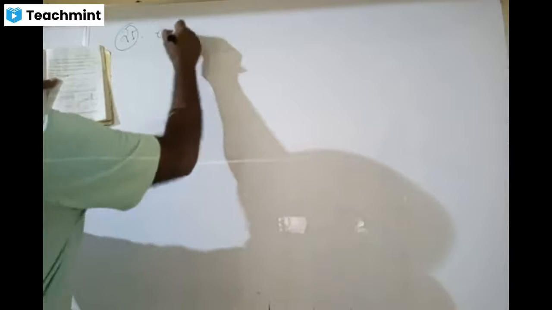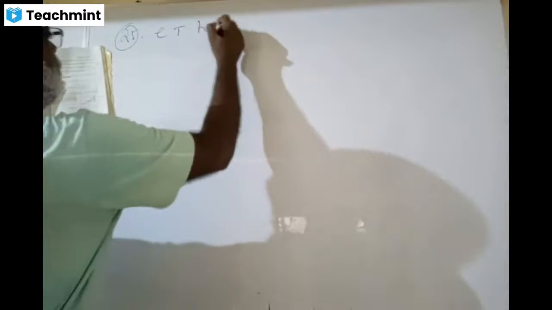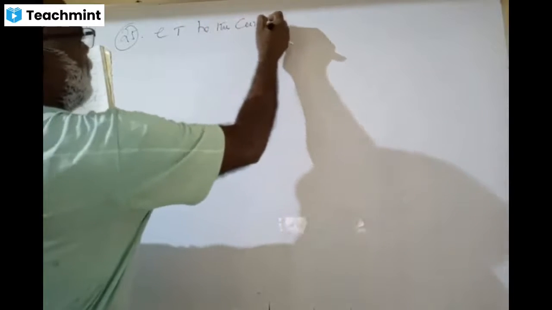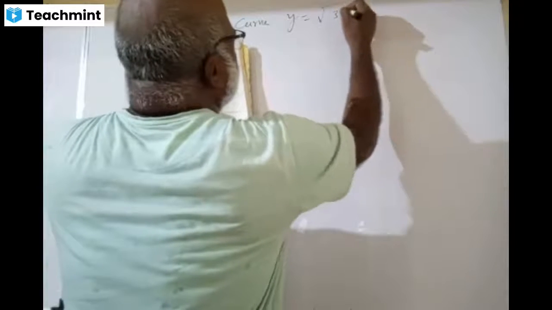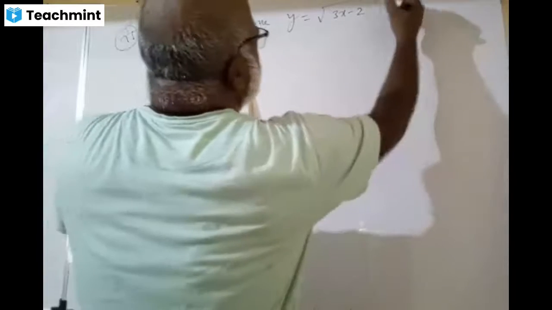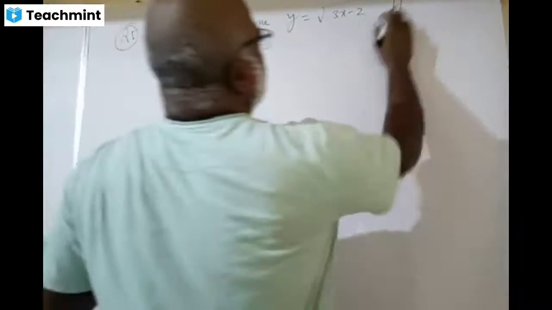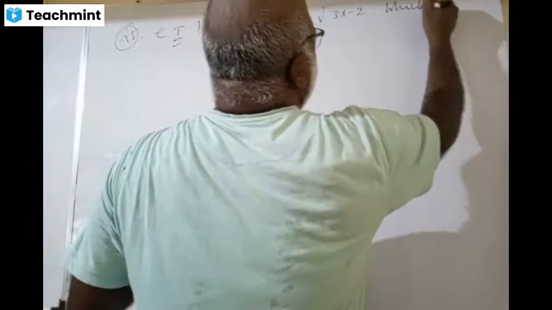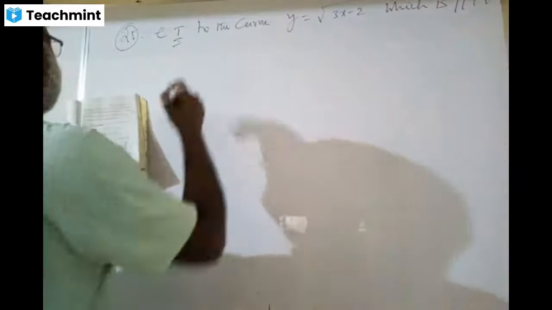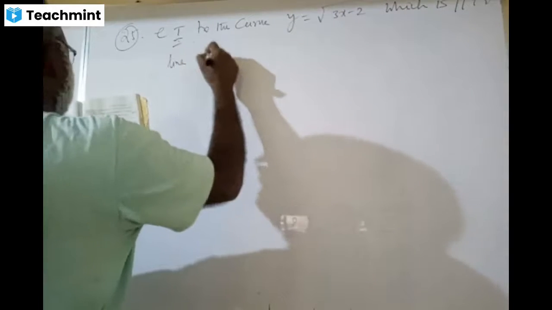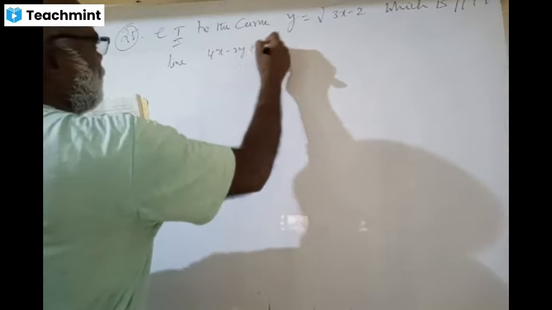Okay, question number 25, please. Question number 25: find the equation of the tangent to the curve y equals root of 3x minus 2, which is parallel to the line 4x minus 2y plus 5 equal to 0.